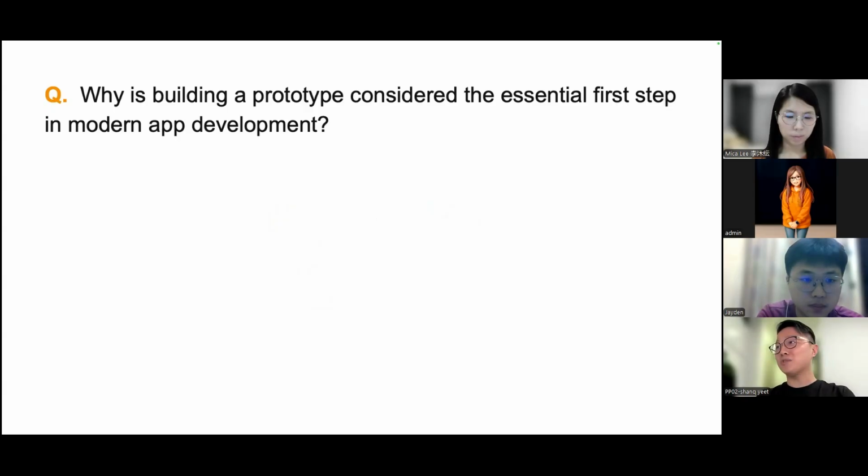It's my turn to ask you back the question. Right? Why is building a prototype considered an essential first step in modern app development? Is there any taker for this question? Okay, let me try to answer this. Yes. I think it is to get user feedback quickly, rather than waiting for weeks to know whether it is doable or not.